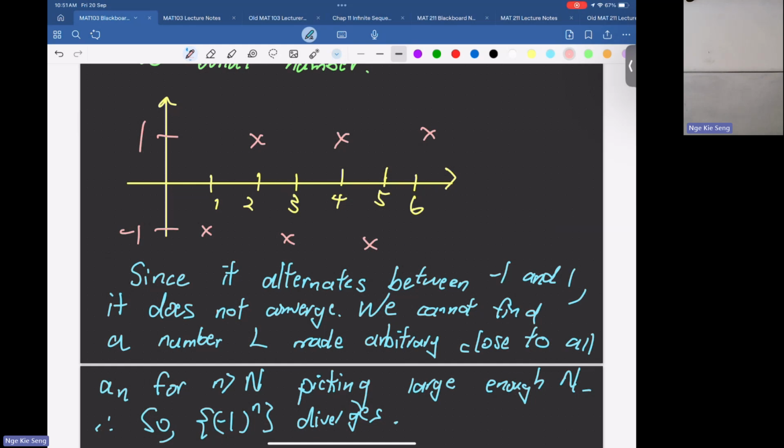A_1 million is 1, 2 million also 1, 3 million also 1. Can I deduce that 1 is my limit or not? Why not?